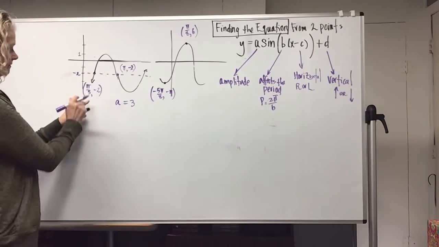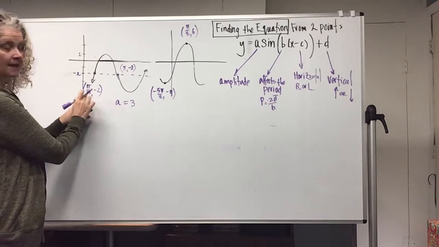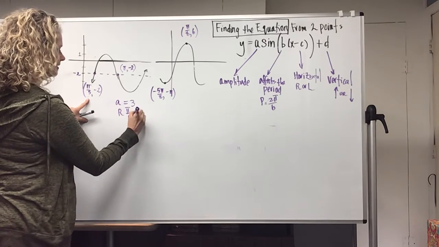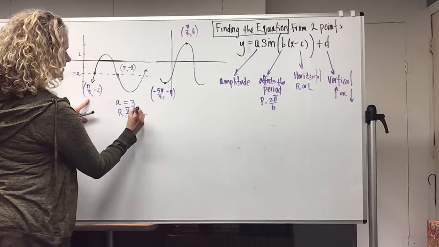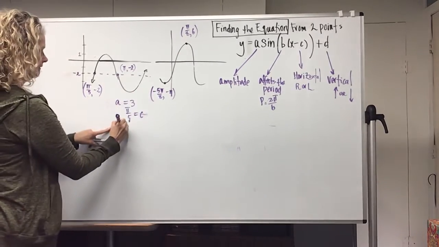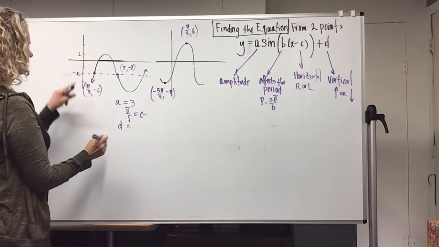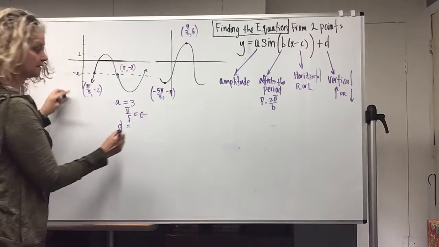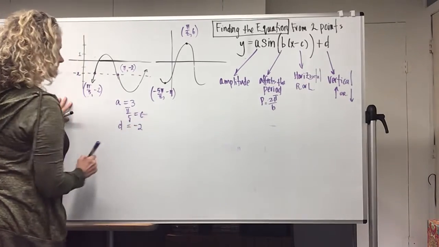We can see here, pi over 5 is where it begins. So we are shifting right pi over 5, and that's going to be our C term. For D, we're going to notice that it is shifted down 2. So the principal axis has gone down 2.